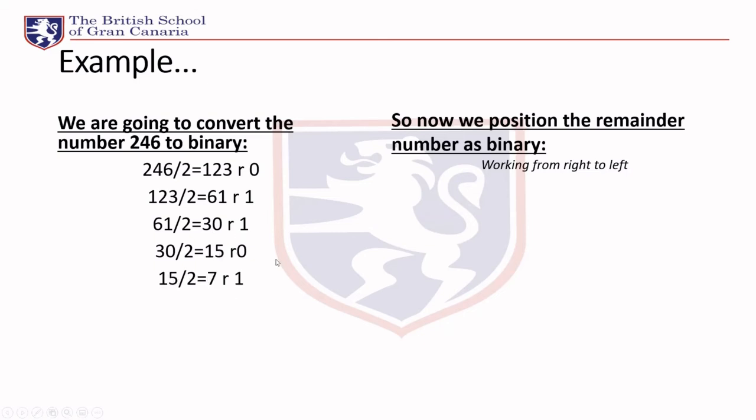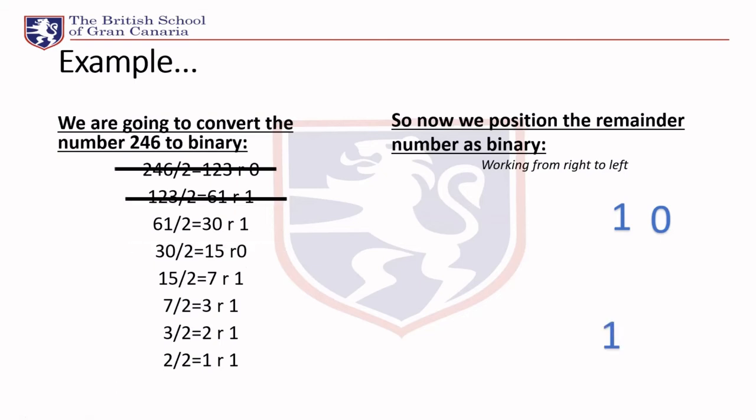You don't carry the 1 over, okay? So 15 divided by 2 is 7 with a remainder of 1. 7 divided by 2 is 3 with a remainder of 1. Then 3 divided by 2 is 1, remainder of 1. And then 2 divided by 2 is 1 with a remainder of 0. Then, working from right to left in binary, we're going to put this 0 there. We're going to get all the remainders here. This is what makes the binary.